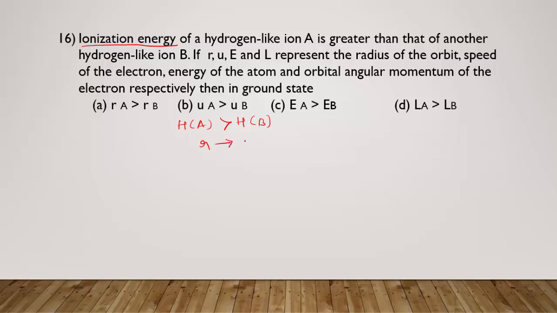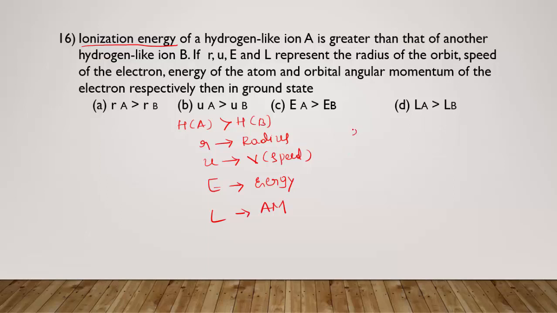If R is the radius of the orbit, U is the speed of the electron, E is the energy of the atom, and L is the angular momentum of the electron respectively in the ground state.